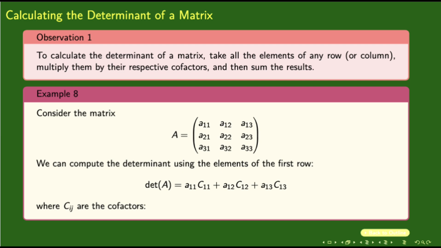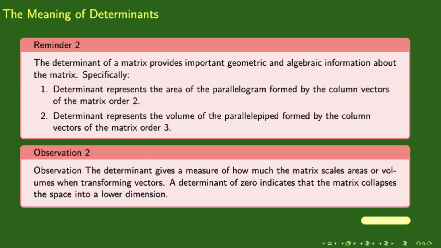This method is particularly useful for large matrices, breaking the problem into smaller, more manageable parts. Usually, we will expand along the rows or columns that contain many zeros to minimize the calculation steps. Next, we will explore the significance of the determinant in mathematics.